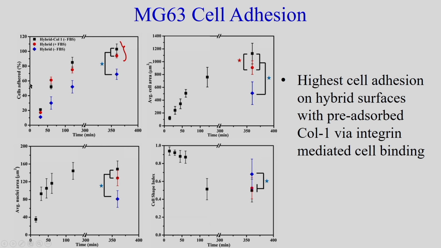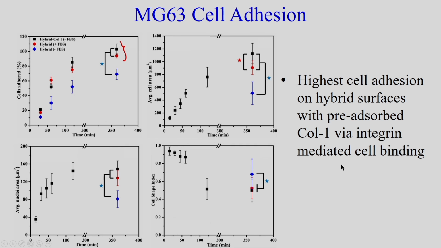So, now this cell adhesion, the number of cells, can be analyzed in terms of cell area. This is the cell area, it is again increasing, and the maximum is observed when the surface was pre-adsorbed with collagen without FBS in the media. This is the average nuclei area, again maximum for the hybrid surface pre-adsorbed with collagen. And if you see the cell shape index or cell circularity, that was the least on the hybrid surface pre-adsorbed with collagen. So, it says that if you have the pre-adsorbed protein, particularly the adhesive protein, it has cell adhesive molecules, and here this integrin mediated cell binding is improving the cell adhesion behavior.